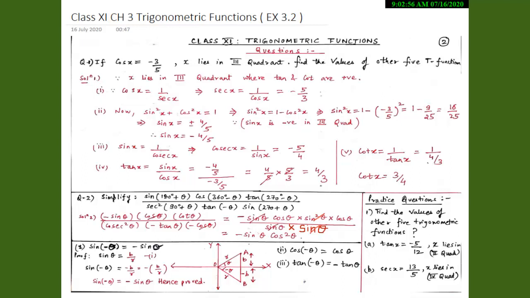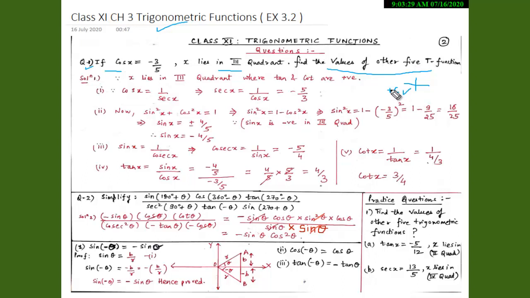Students, today in this video we'll do questions based on chapter 3, trigonometric functions. Our first question for today is: if cos x is equal to minus 3 upon 5, where x lies in the third quadrant, find the value of all other 5 trigonometric functions. According to our question, x lies in the third quadrant, which means only tan and cot functions are positive in the third quadrant and the rest of the trigonometric functions are negative.